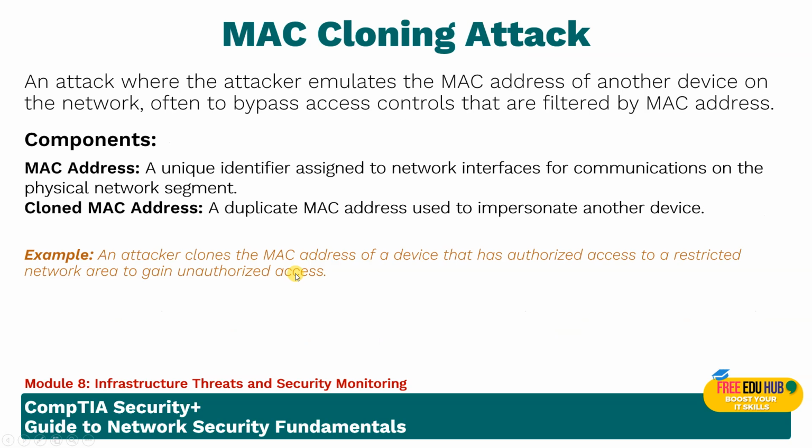Then we have the MAC cloning attack. Now, MAC cloning is an attack where the attacker emulates the MAC address of another device on the network, often to bypass access controls that are filtered by MAC addresses. So this attack involves copying the MAC address of one device onto another. Now, this can particularly be dangerous in environments where access control and network permissions are tied to specific MAC addresses. So by cloning the MAC address, attackers can gain unauthorized access to restricted network segments and the legitimate devices.